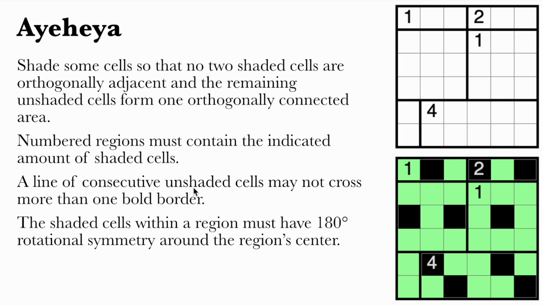A line of consecutive unshaded cells may not cross more than one bold border. This is what I refer to as the Ayeheya rule. It's the distinguishing feature of that genre, and it's the hardest one to get in your head. So it's saying that we couldn't have unshaded cells, for example, from this one all the way down to here, because that would cross this border and that border. So you can see in the example, we have cases where there's a whole lot of green in a column here, but it only crosses one border in the middle. The one on the edge is fine because there's a shaded cell there.